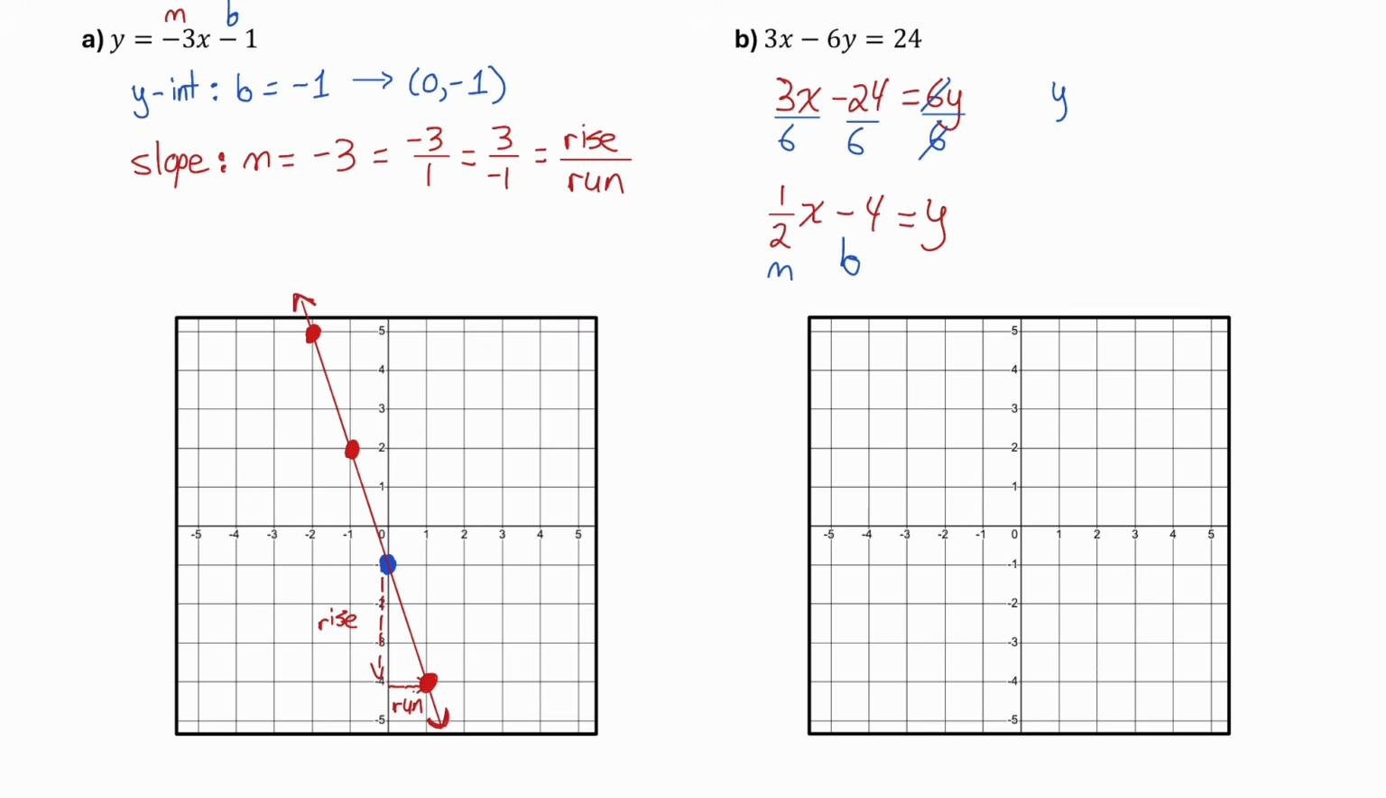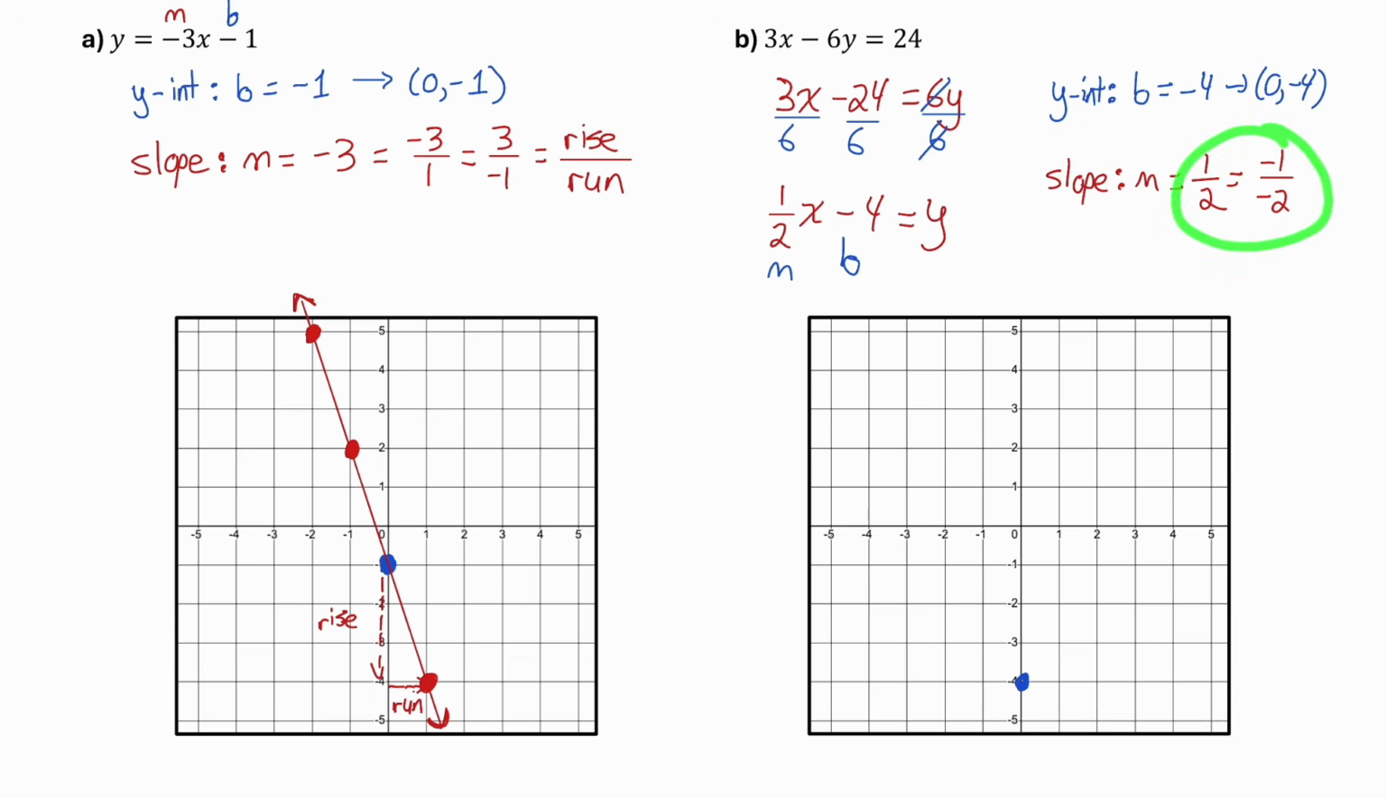So my y-intercept is my b value, which for this equation is -4. So I can plot the point at (0, -4) on my graph. And then my slope, my m value, is a half. So I can use 1 over 2, or the opposite, change the sign of both the rise and the run to give me -1 over -2. Those fractions are equivalent values.